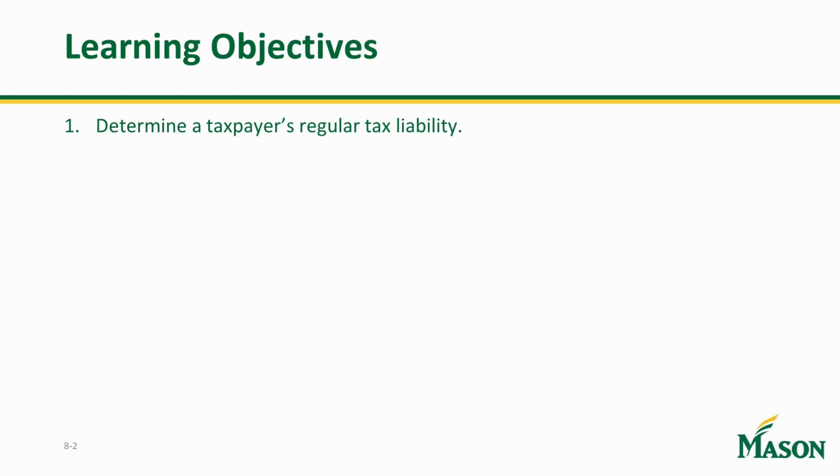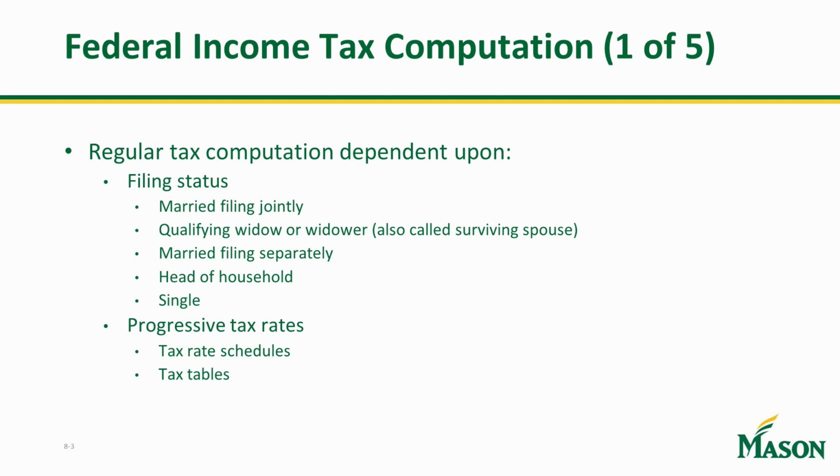So today's learning objectives: we're going to be talking about regular tax liability computations. In the federal tax computations that we deal with, there are a few things you have to understand in order to come to that all-important number of how much we actually owe. The first thing you're going to deal with is filing status. Filing status determines a few things.